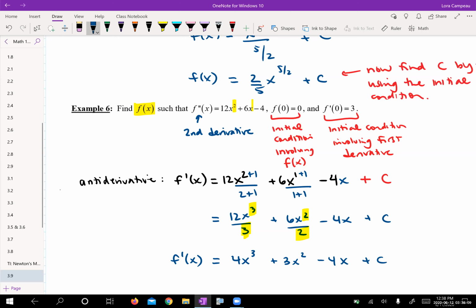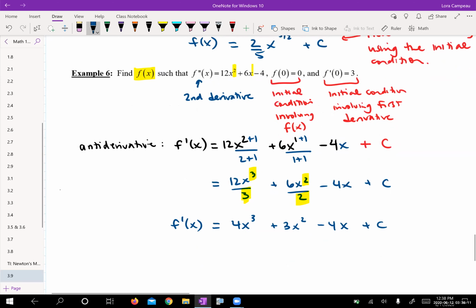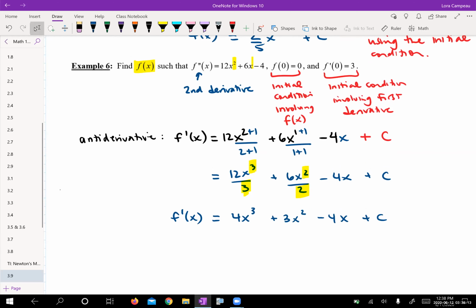So what you want to do is look and say, do I have any initial conditions dealing with the first derivative? And I do. So we're going to use our initial condition. We have to use the appropriate one. In our case, it was f prime of 0. So you take your first derivative, and every time you see an x, in this case, let's write everything correctly though.